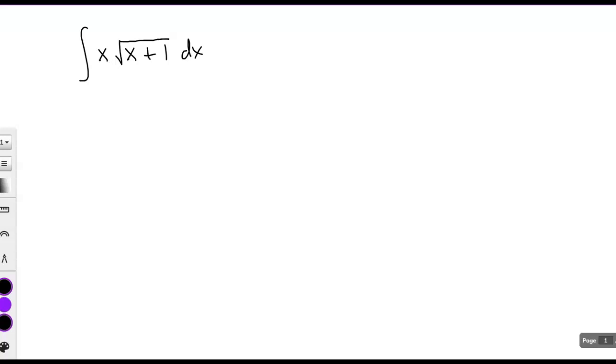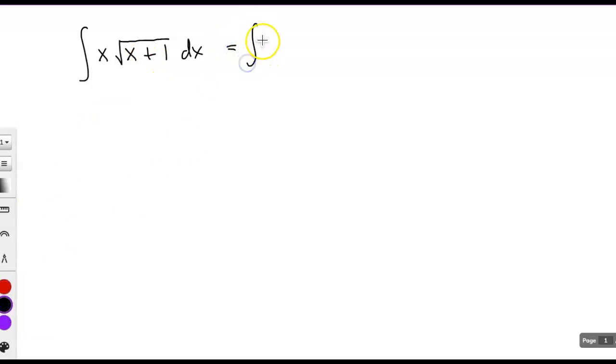Okay, so in this video, I'm going to take a look at problem number 6 from your integration by parts assignment, just to see if we can figure out a good way to do this. So I'm not going to assume that it's integration by parts until I try to distribute. Well, I can't distribute because this expression x plus 1 is all taken to the 1/2 power.